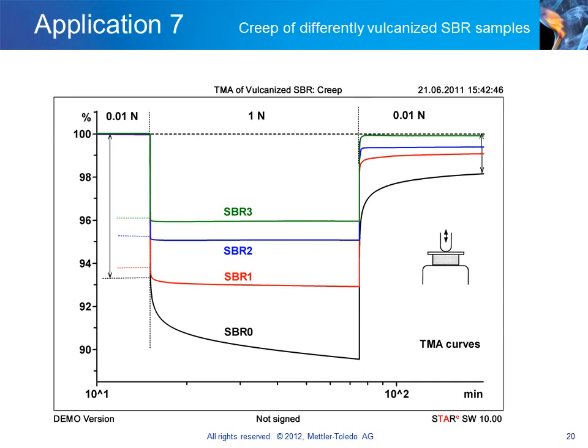The results show that increasing the degree of cross-linking of elastomers by vulcanization is an effective way to increase the elastic modulus and reduce the undesired viscous flow for sealing applications.